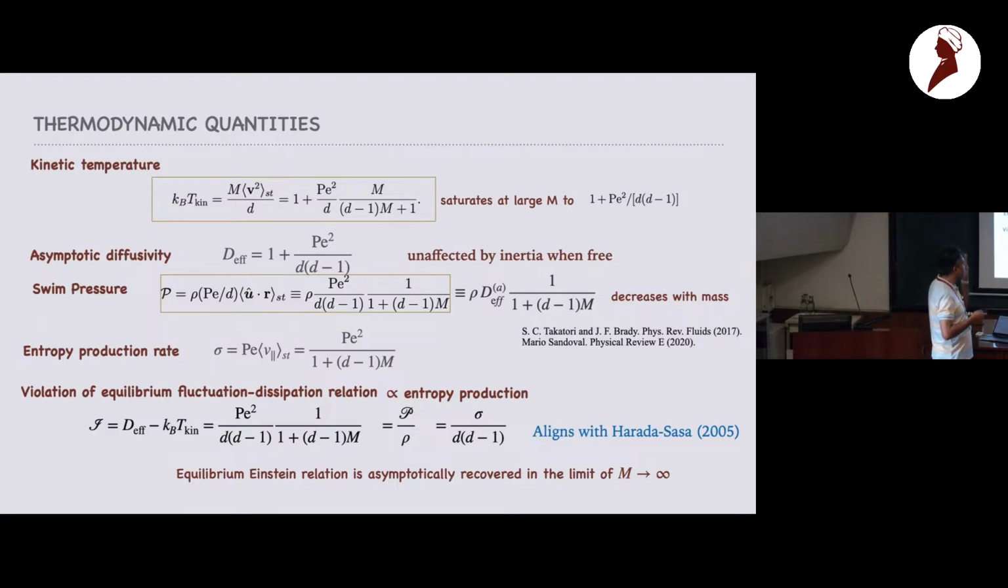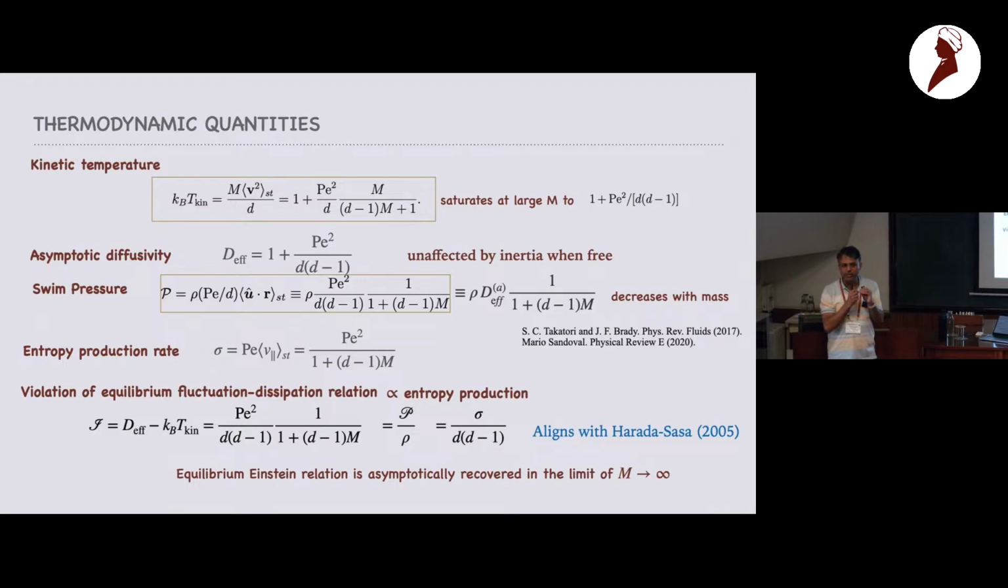And the first term is completely independent of the inertia term. The second term is the asymptotic diffusivity. You see that asymptotic diffusivity is completely independent of inertia for a free particle. So that picture changes the moment I put in interaction between particles.